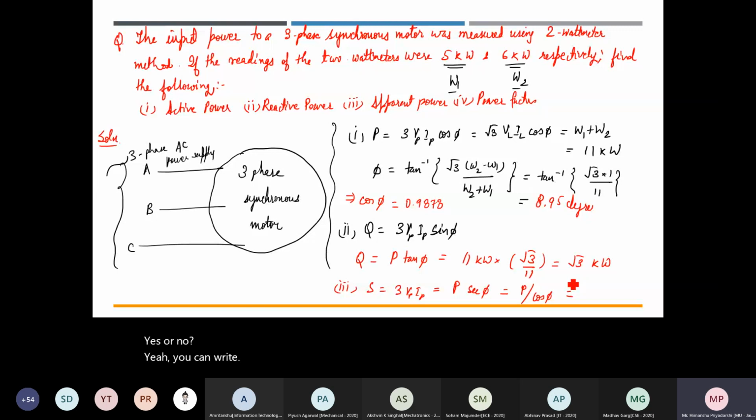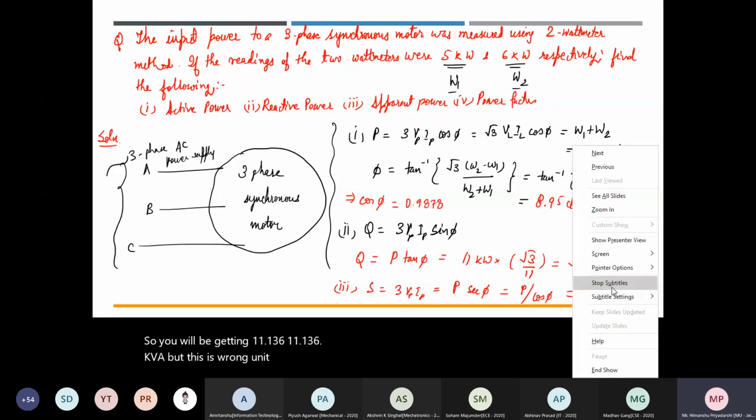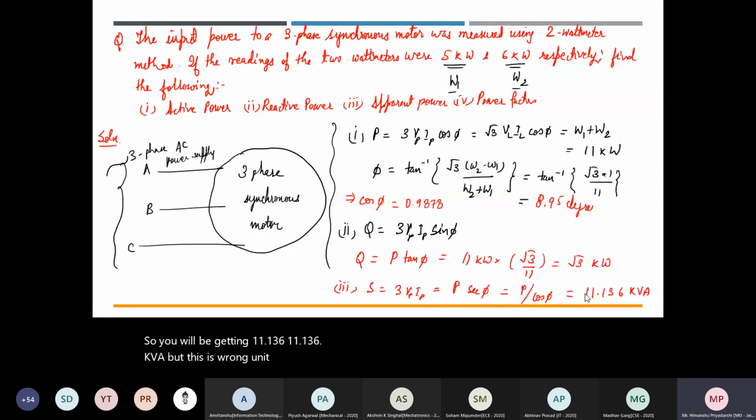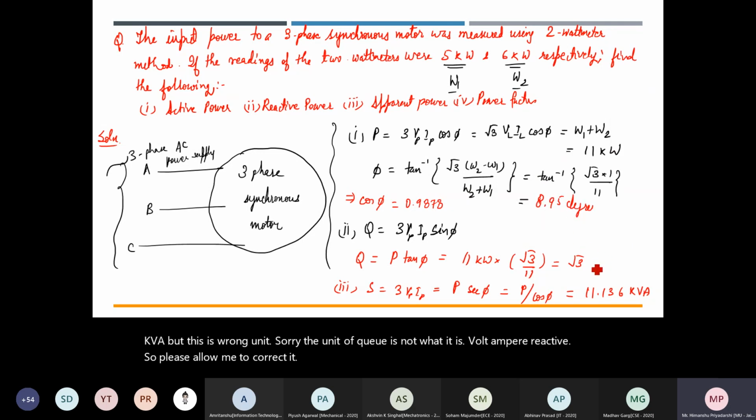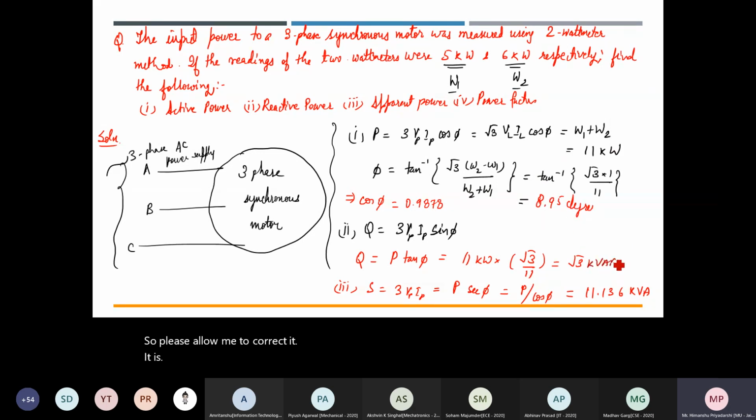So P is 11 kilowatt. You just have to divide by this. So you'll be getting 11.136 kVA. But this is wrong. The unit of Q is not watt. It is volt ampere reactive. So please allow me to correct it. It is kVAR, or you can write it as 1.732 kVAR. Is this okay?